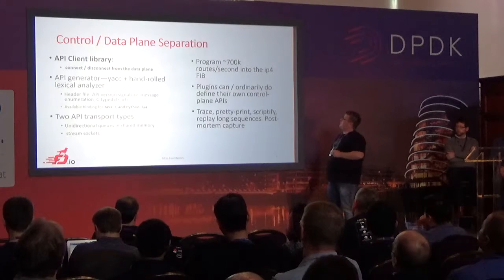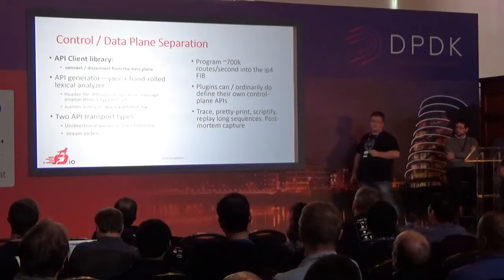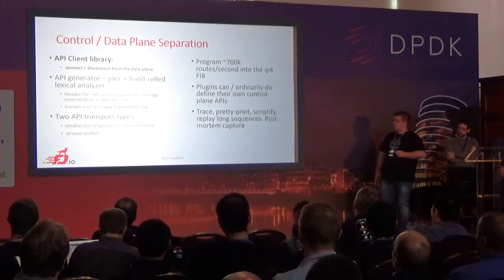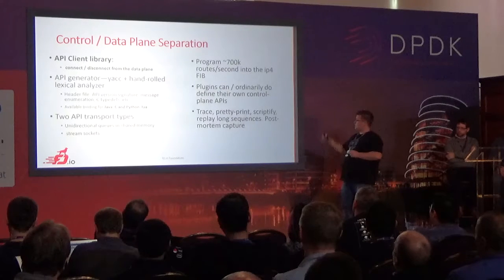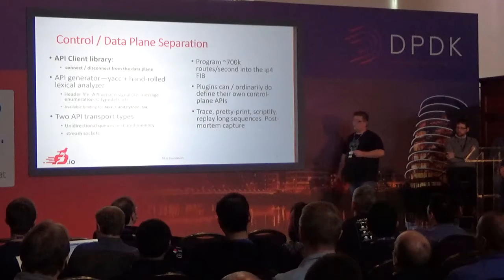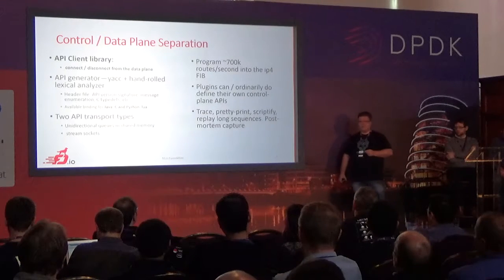And regarding the performance, this number is pretty old. We didn't do a recent testing. I think it will be even faster now, but what we were getting in the past was more than 700K routes programmed in VPP per second over the binary API interface.